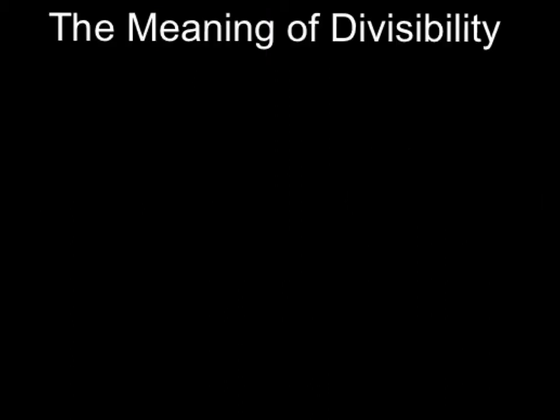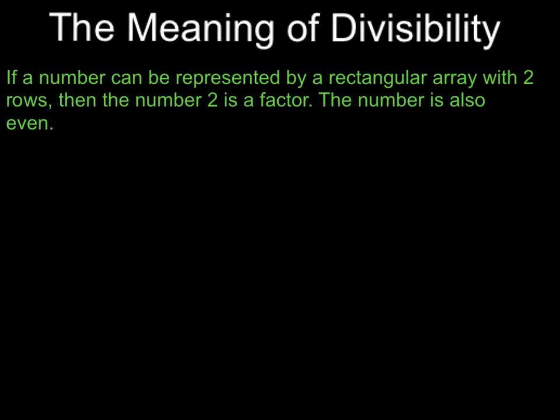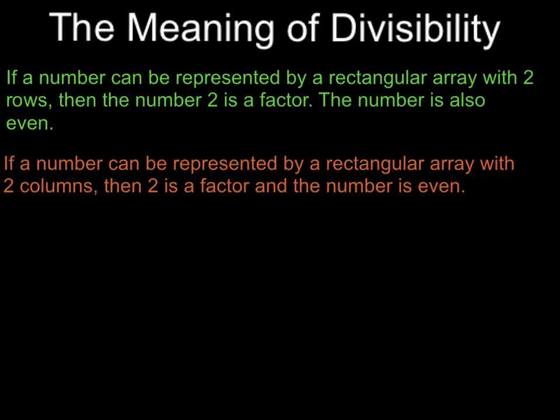Now, let's talk about the meaning of divisibility. If a number can be represented by a rectangular array with 2 rows, then the number 2 is a factor. The number is also even. If a number can be represented by a rectangular array with 2 columns, then 2 is a factor and the number is also even.